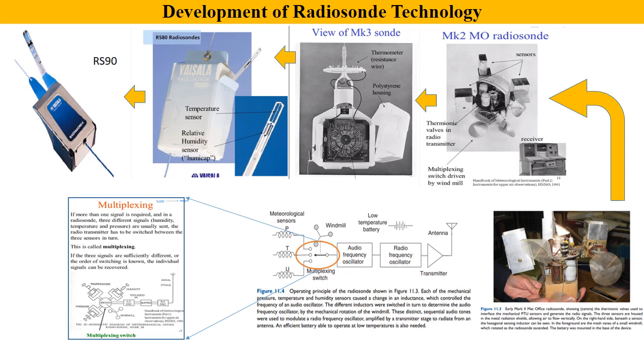So the M2 Mark II MO radiosonde uses the same wind vane or windmill, but after that multiplexing was discovered, and hence the multiplexing was done without the use of the windmill. And furthermore, relative humidity sensors like humicaps and temperature sensors like thermistors were developed in the RS80 models. It was further improved in RS90, and nowadays there are RS92 models that are being used.